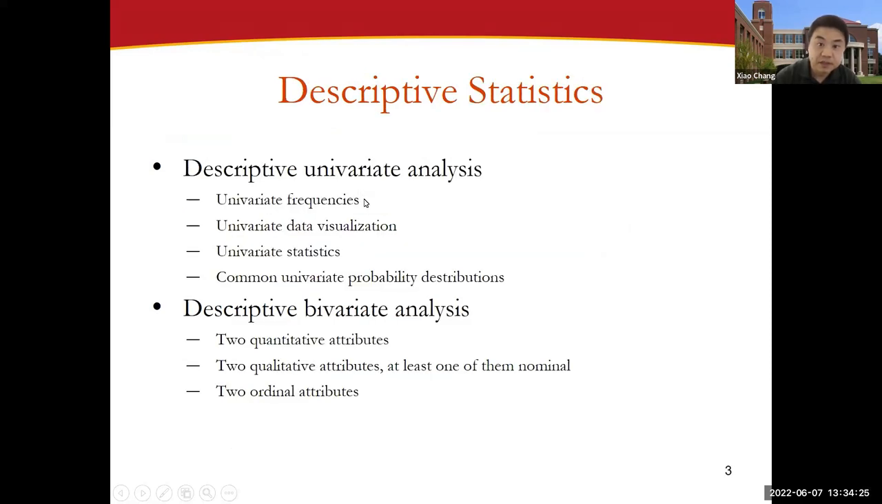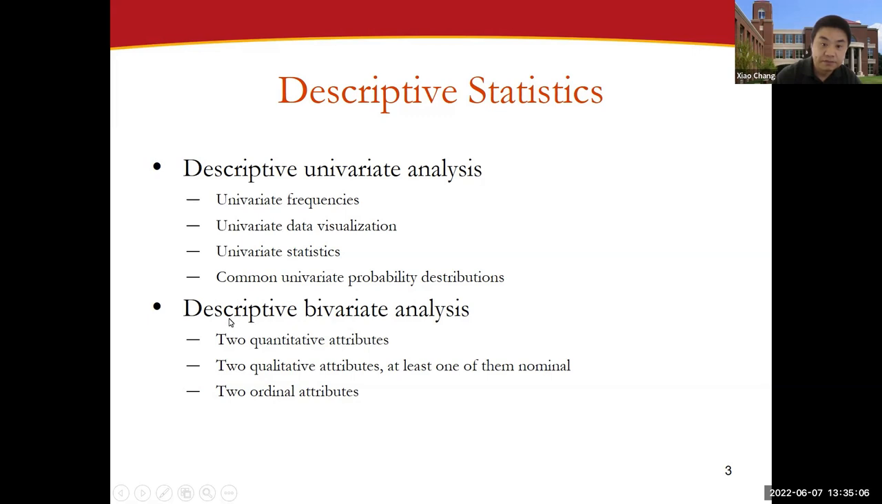In the descriptive statistics, I discuss the descriptive univariate analysis, the descriptive bivariate analysis, and the descriptive multivariate analysis. The descriptive univariate analysis includes univariate frequencies and data visualization, univariate statistics, and also the common univariate probability distributions.